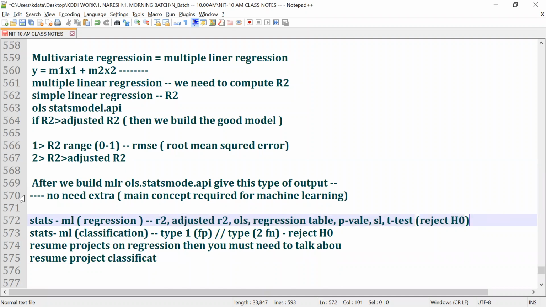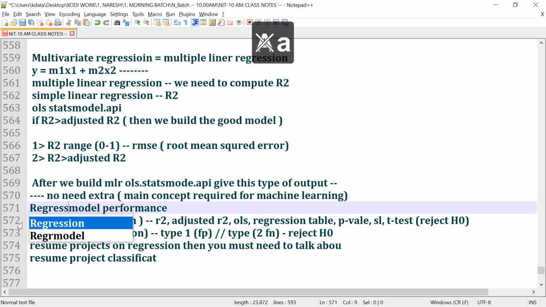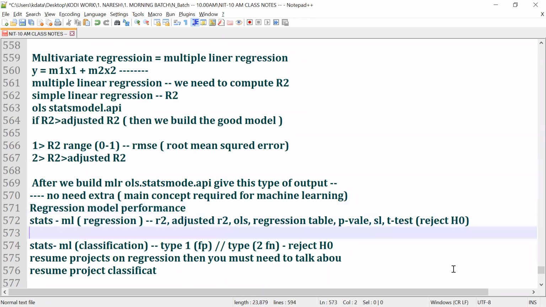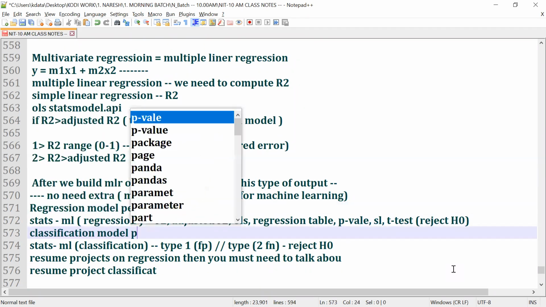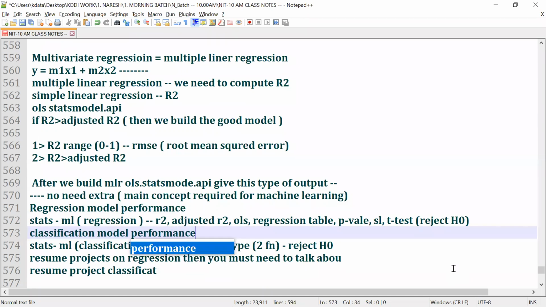Because these are the model accuracy, model performance. These are the regressions model performance, and the below points are classifications model performance. Understand or not? I want everybody to make resume projects under classifications. Do not go for regressions. Clear? Understand, everyone? We have many projects in classifications, guys.